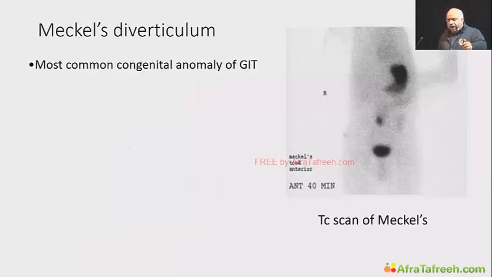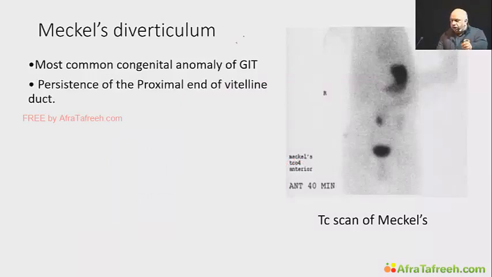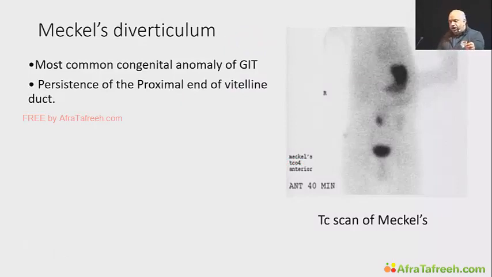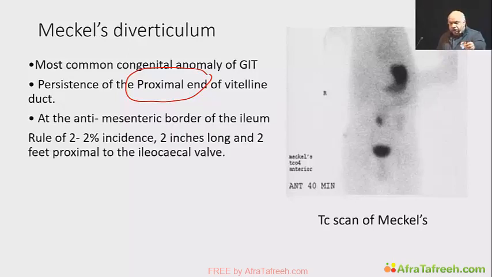Meckel's. Meckel's actually is the most common congenital anomaly with the incidence of 2%. So most common congenital anomaly is Meckel's due to persistence of, remember the word proximal also, it was a part of AIIMS question, proximal end of vitellointestinal duct. So proximal end of vitellointestinal duct or vitelline duct present at antimesenteric border, and there's a rule of 2. What is rule of 2? 2% incidence, 2 inches long, 2 feet proximal to ileocecal junction.